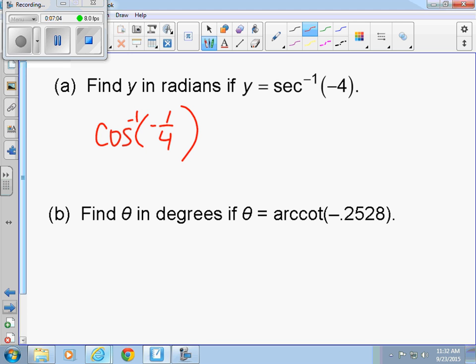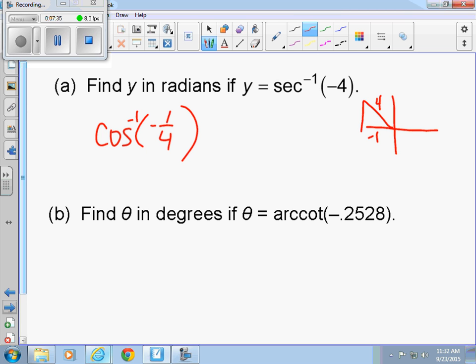Even though I'm going to use my calculator, I could stop and draw a picture and think about it. Secant is negative 4, so that would be in the second quadrant, because secant inverse is only defined in the second quadrant if it's negative. Secant is hypotenuse over adjacent, right? Well, I can't type secant in my calculator. There is no secant button. There's definitely a secant inverse button.